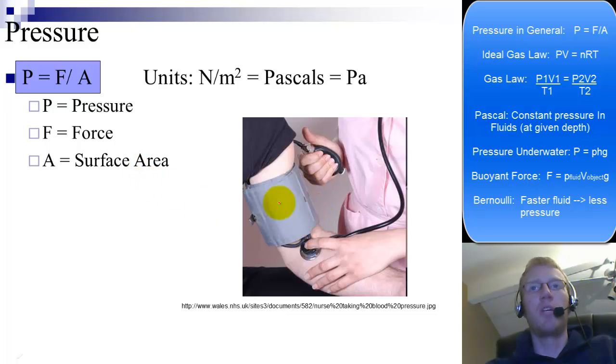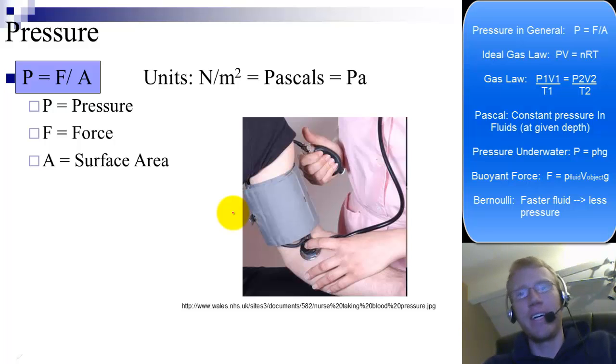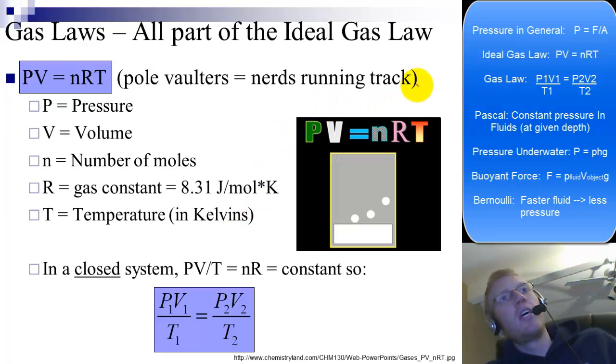Here's a simple example of blood pressure. This is the pressure that the blood inside your veins is exerting on your veins. And when your blood pressure gets too high, that's very bad because it means it's pushing outward on the edges and you might have your blood vessel burst in an aneurysm or something like that. Bad news. Okay, new topic, gas laws.